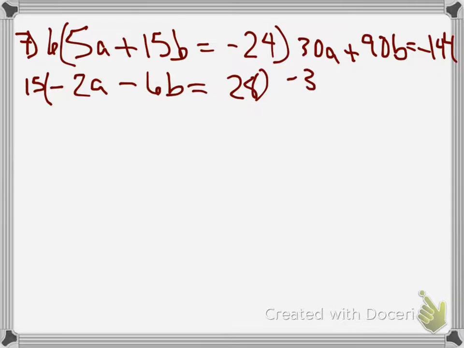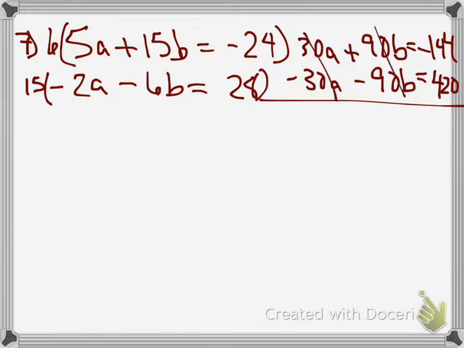15 times negative 2 is negative 30a. 15 times 6 is negative 90b. And 15 times 28 is, let's see, that's 280, 140, should be about 420. Y'all can double check my work because I'm doing this in my head.